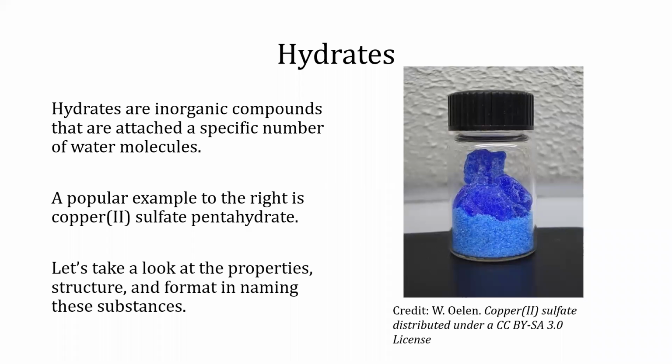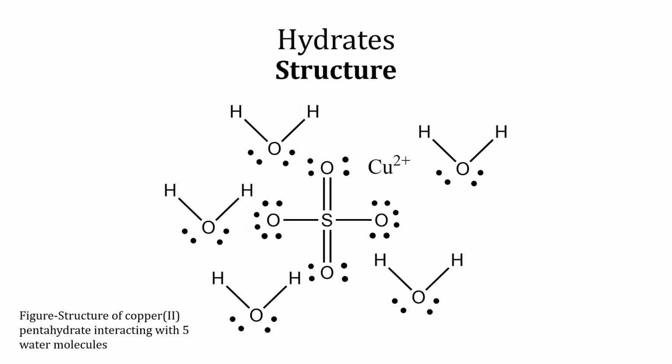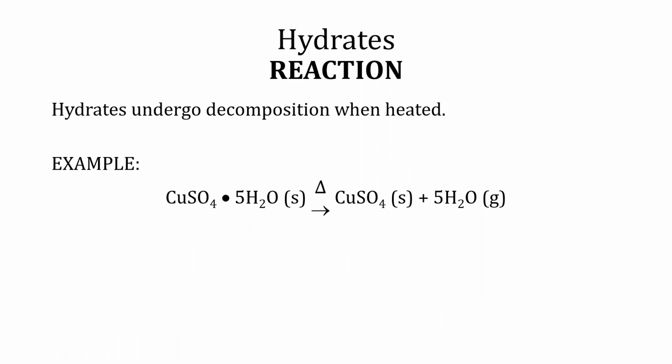Let's take a look at the properties, structure, and format in naming these substances. Here is the structure of CuSO4·5H2O, where the salts ions are visible, and surrounding it are 5 water molecules interacting with the cation and anion. Hydrates undergo decomposition when heated. In this example, CuSO4·5H2O(s), when heated, produces CuSO4(s) and 5 water vapor molecules.